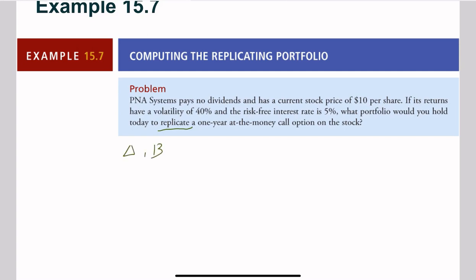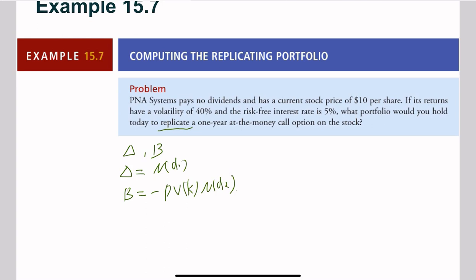Okay, that's our purpose here. And then to find out delta, here we will use the Black-Scholes model. All right, so B would be minus PVK and D2. And then we learned to use the Black-Scholes model.